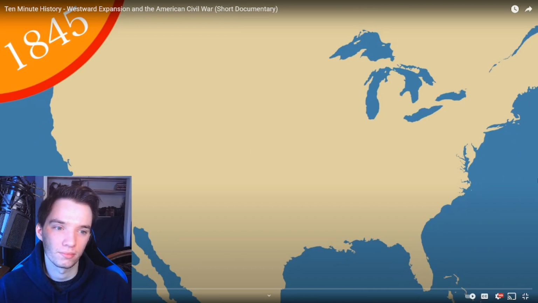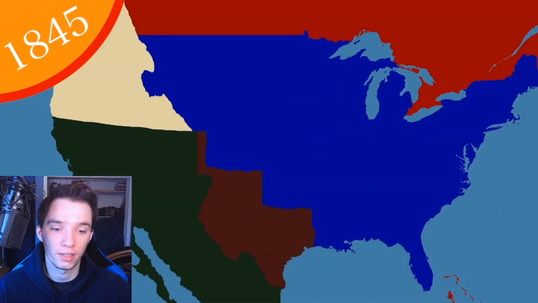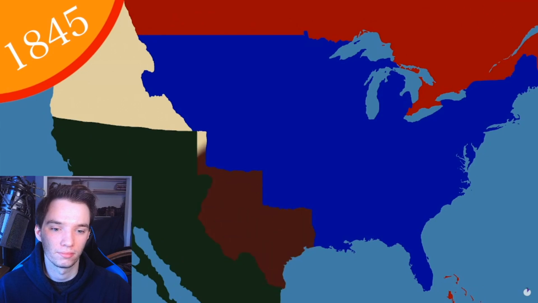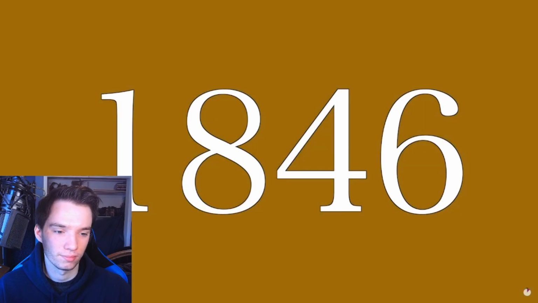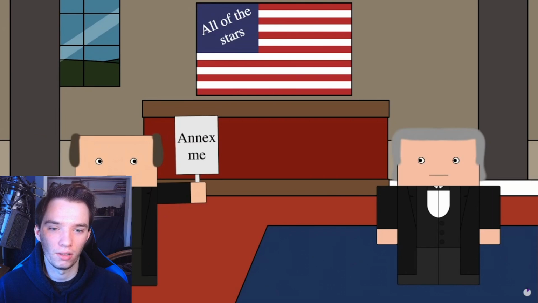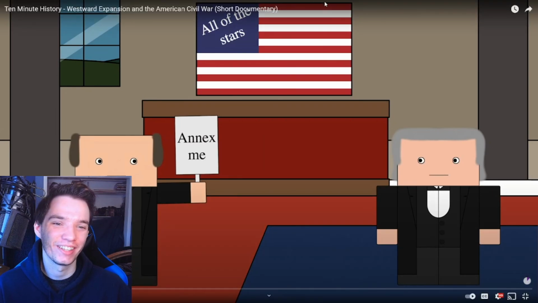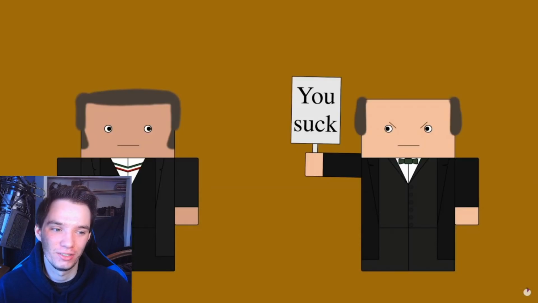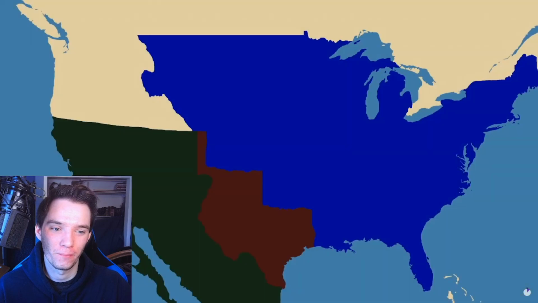1845 and North America looks like this. It was divided between the United States, the Republic of Mexico, the British Empire, and finally the Republic of Texas. In 1846, after a decade of indecision, the United States annexed Texas, which upset the Mexicans. This was because Texas had itself seceded from Mexico, and the two also claimed the same land, which now meant that the claims of Texas were the claims of the USA.